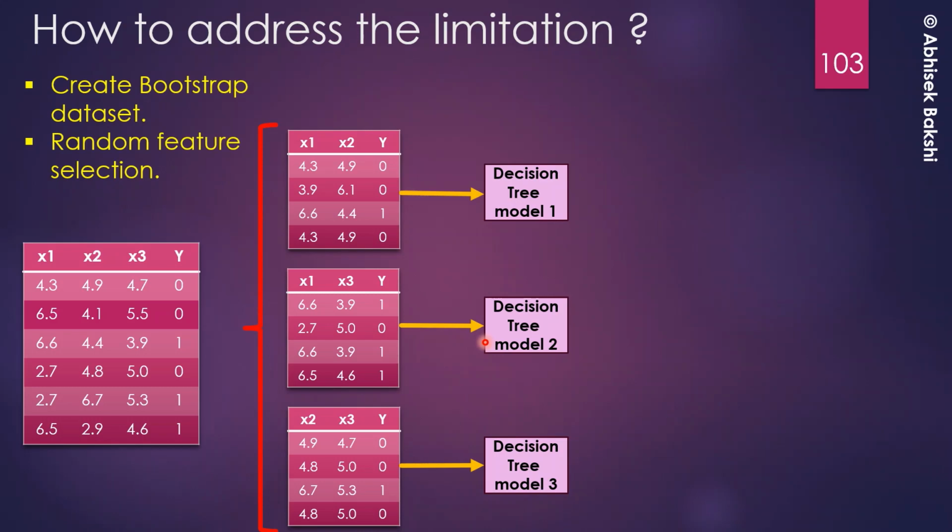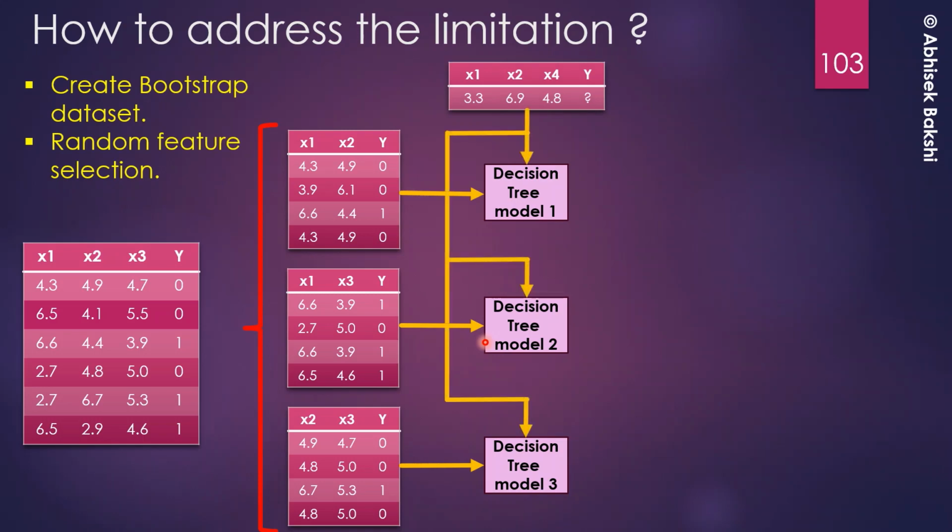Now the question is, if a new point comes, then what will happen? If a new point comes, then it will be passed to all the decision trees. By mistake it is written x4. Don't be confused, this should be x3. Okay, so x1 x2 x3. So will this data set fully pass to decision tree model 1? No, not possible. It will take only x1 and x2 and pass them here. Then it will take x1 and x3 and pass them to the next decision tree. In this way it will move on.